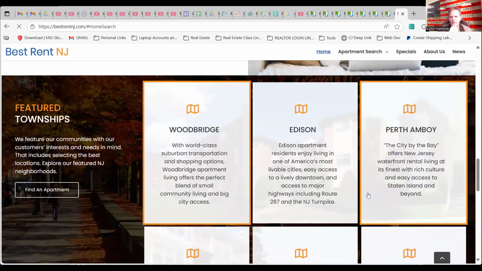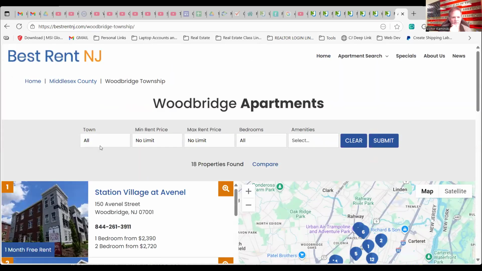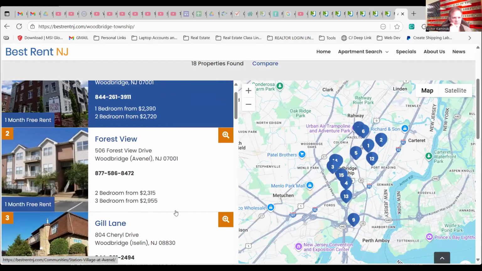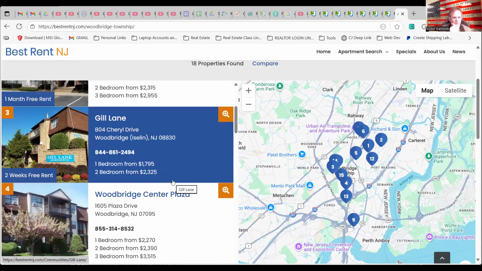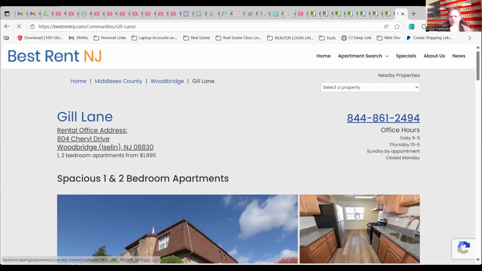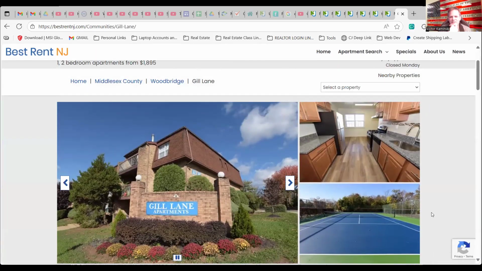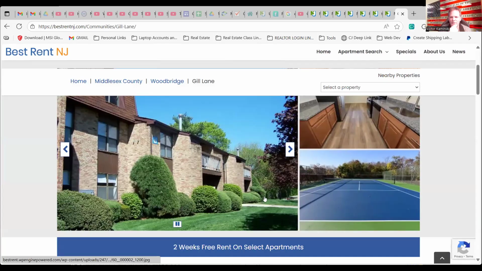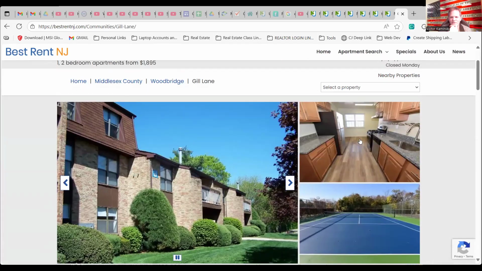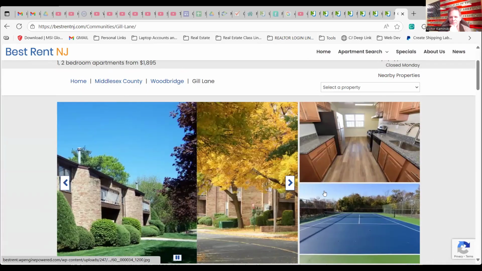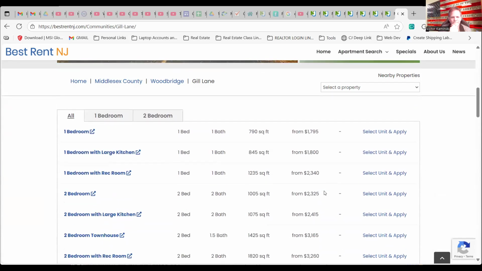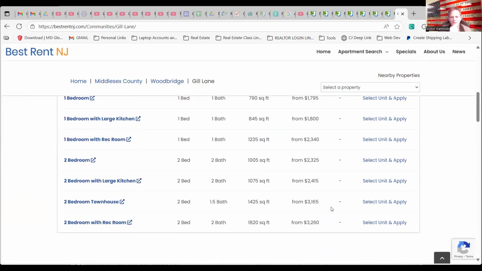Yeah, let's look in Woodbridge. They probably got some older ones there. Well, it looks like they got some newer ones too. Gill Lane. Okay, this is a little bit older one, so we could click on that one. And you see they take some nice pictures inside. They take the nice outside pictures, the tennis courts, the features of a nice empty apartment. And then they show you the square footage and the rental prices.